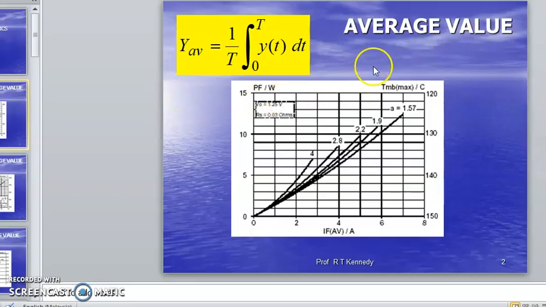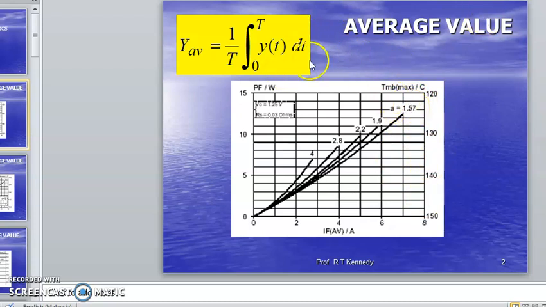So why is the average value important? Because we are converting into DC. So DC can be measured in average. After we rectify and we filter out, it will be average DC. And also DC is referred to in the datasheet. Let's say if you look at this diode datasheet from any of the references.